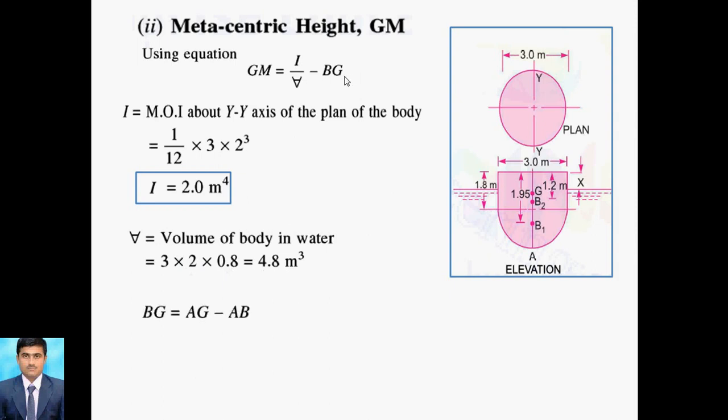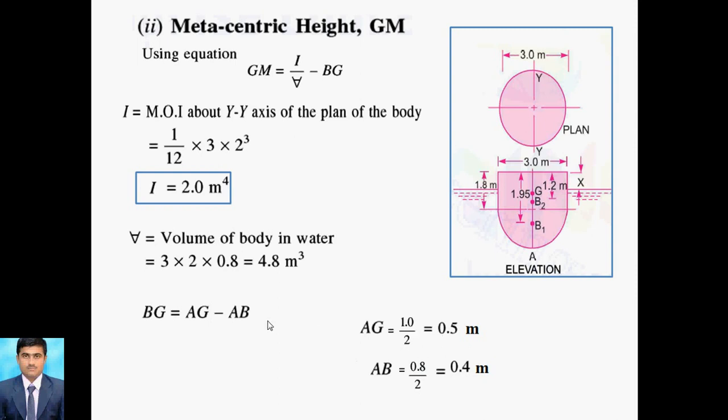And how to find out BG? BG is nothing but AG minus AB. AG is already given as 0.5, because the height is 1 meter, as given in the problem. So 1 by 2, we can put the value as 0.5 minus AB. How to calculate AB? AB is H by 2, where 0.8 is your depth of impression divided by 2. Always remember, to find AB, it is depth of impression by 2. The depth of impression is 0.8 divided by 2, that is 0.4.